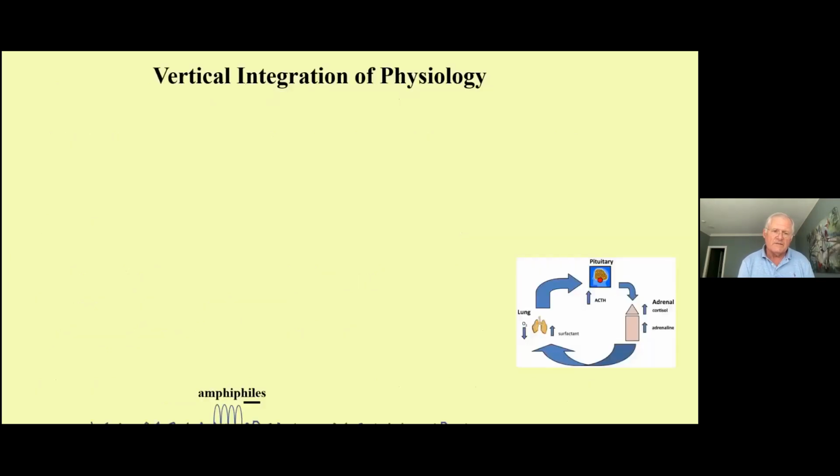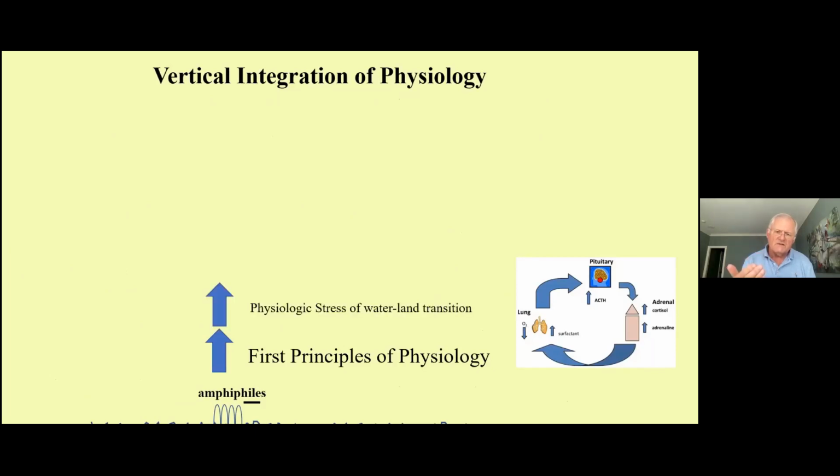Next slide. So in terms of a vertical integration of physiology, we start at the bottom with these amphiphiles, and then we go to first principles of physiology, and next we see the physiologic stress of the water-land transition that occurred 500 million years ago. Next, adrenaline as a response to stress had an integrative effect on the evolution of the lung, which is shown on the right.